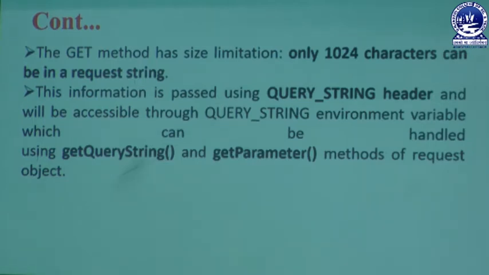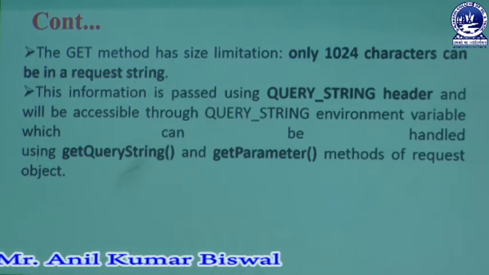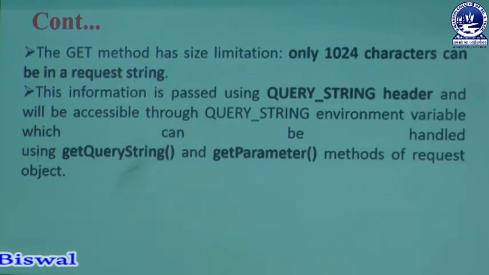This information is always passed using the query string header. The query string header is a type of header part. Through that header we can easily retrieve our information from the backend part, so that it will be accessible through the QUERY_STRING environment variable, which can be handled successfully by using the get query string method as well as the get parameter method. These two methods help a request object to retrieve information or forward information from the server to the front end section.